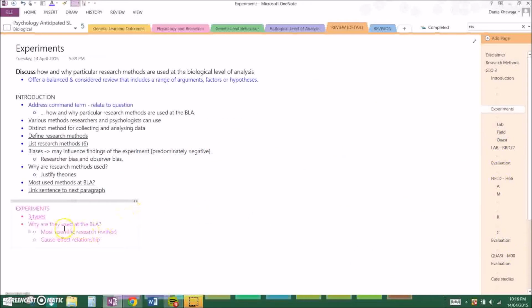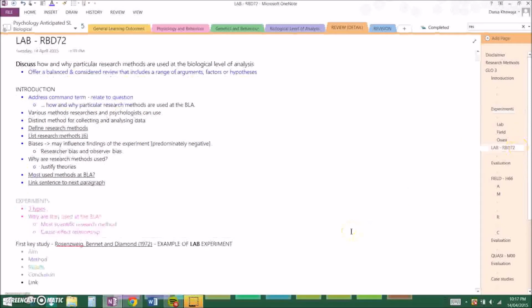Then I go on to say why experiments are used at the biological level for analysis, and this is because it is the most scientific research methods, because it follows a chronological order, and it also most of the time establishes a cause and effect relationship. Now, the first key study that I will be doing is Rosenwig and Bennett, 1972, and that will be an example of a lab experiment.